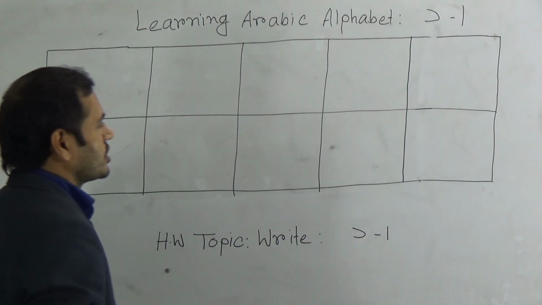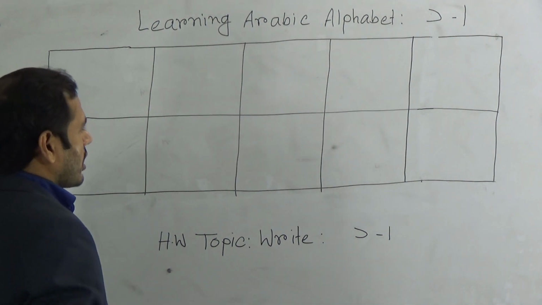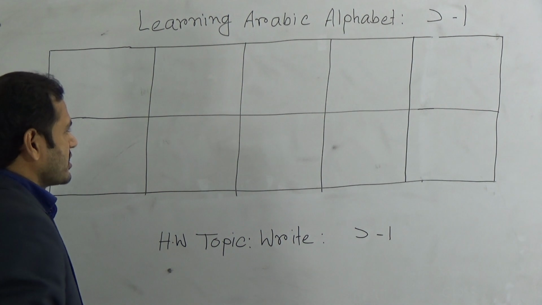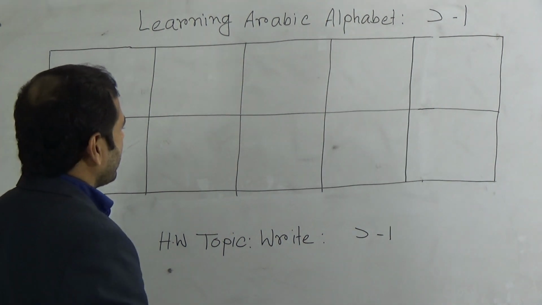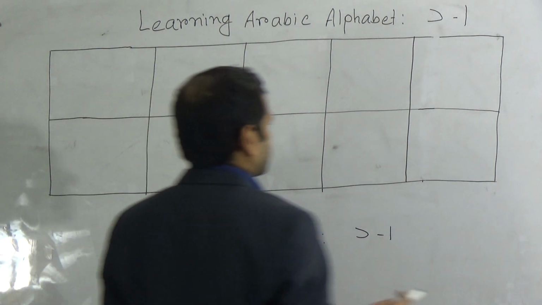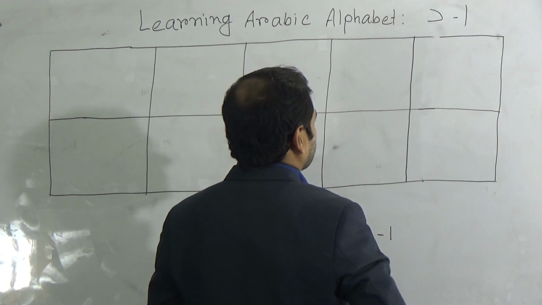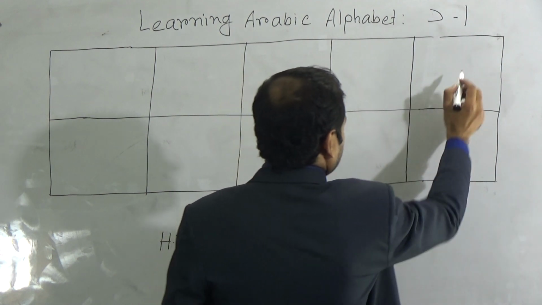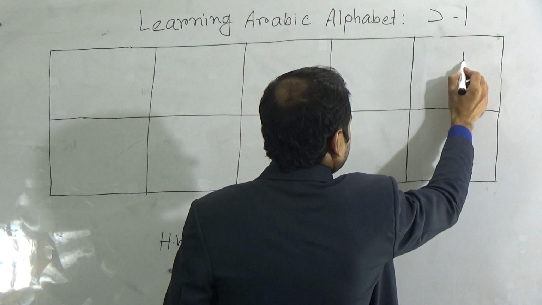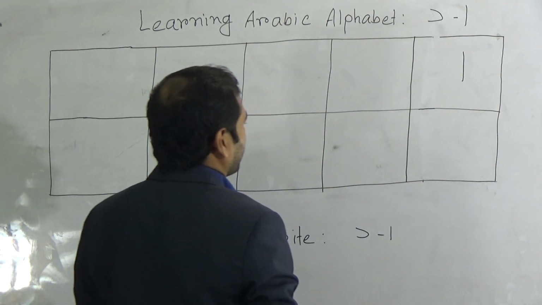Dear students, today you will learn how to pronounce Arabic letters and how to write Arabic letters. So let's start. There are 29 Arabic letters. The first one is Alif. So dear students, this is Alif.